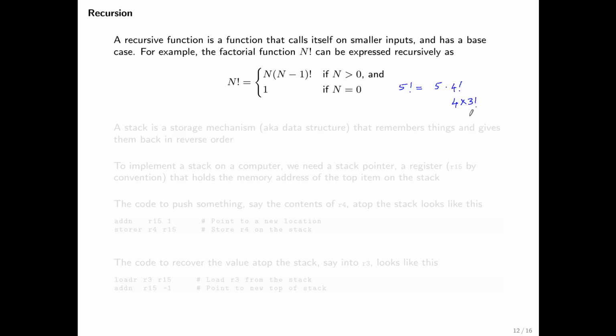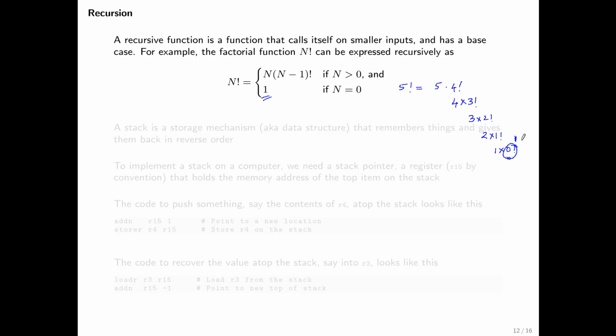What about 3? That is going to result in 3 times 2 factorial. What is 2? That is going to result in 2 times 1 factorial. What is 1? That's going to result in 1 times 0 factorial. But now notice that at this stage n is 0, so this whole thing from the base case simply evaluates to 1. Right? That's the base case.